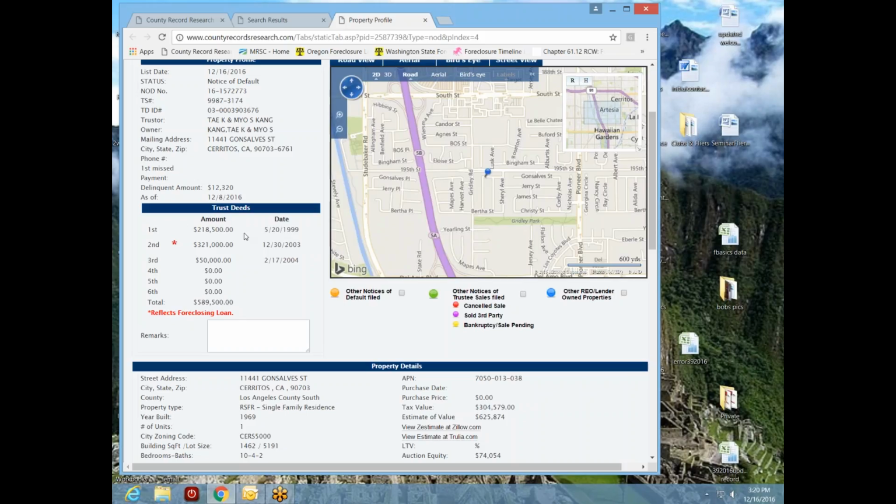Now, in this situation, you can look at the 321 from '03 that's $12,000 behind and just make a good solid, educated guess that the number of months they're behind on that second is equivalent to the number of months they'll be behind on the first.